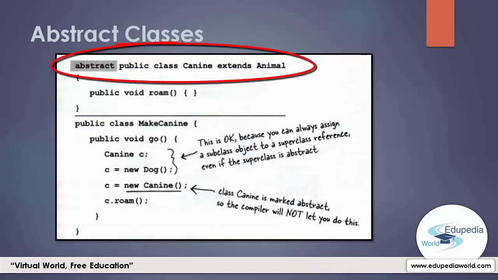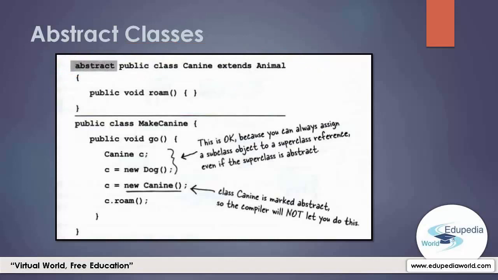Now, in this example source code, we made the K9 class abstract. Abstract public class K9 extends animal. Now, in the make K9 class, we are trying to create an object with the K9 class. Let's see what would happen in there. Inside the go method, we first create the K9 reference variable, and in the next statement, we are assigning a new dog object to that reference variable. And that is okay because you can always assign a subclass object to a superclass reference even if the superclass is abstract. So we are allowed to do this.